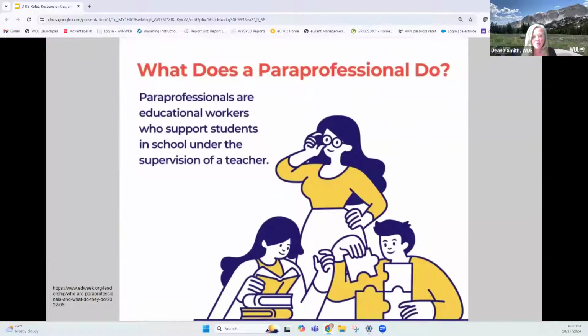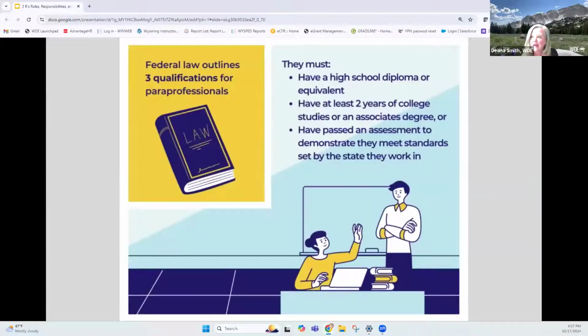Okay, so what does a paraprofessional do? Well, we know that they end up working with our students a lot of the time. Of course, they do support the teachers. There's a lot of times they do some administrative things, clerical things. There's a lot of different roles that you play, and I know that.